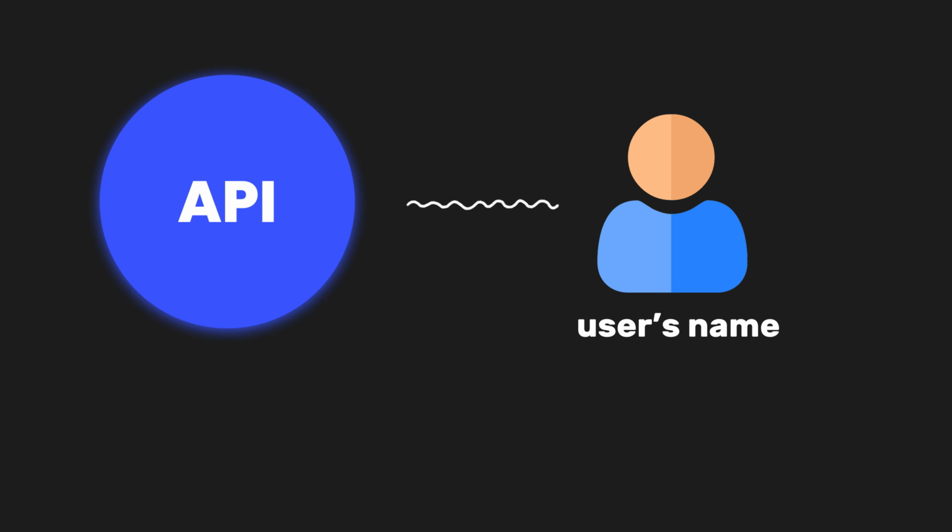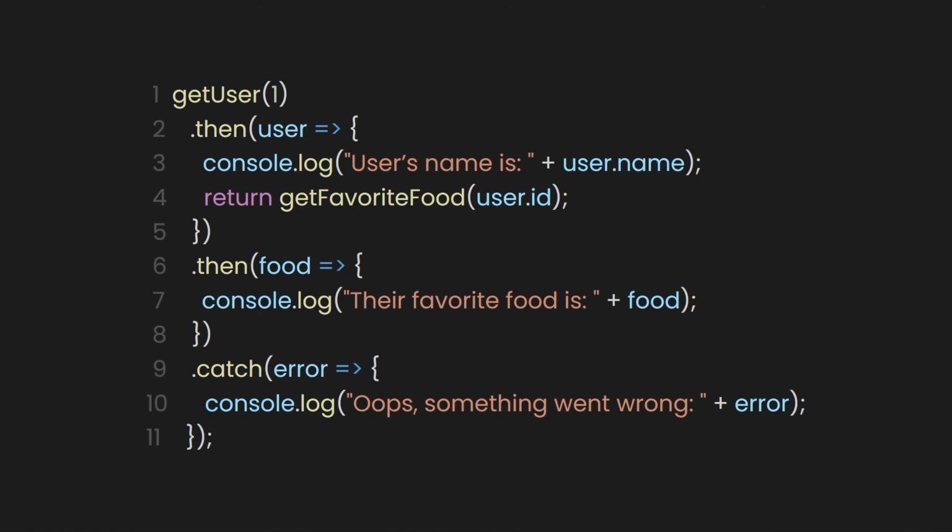To demonstrate how Async Await works, let's say we want to fetch user data from an API, like the user's name and then their favorite food. Without Async Await, it might look like this. This code gets a user's info, prints their name, then gets and prints their favorite food. And if something goes wrong, it shows an error message. All step-by-step using .then promises.